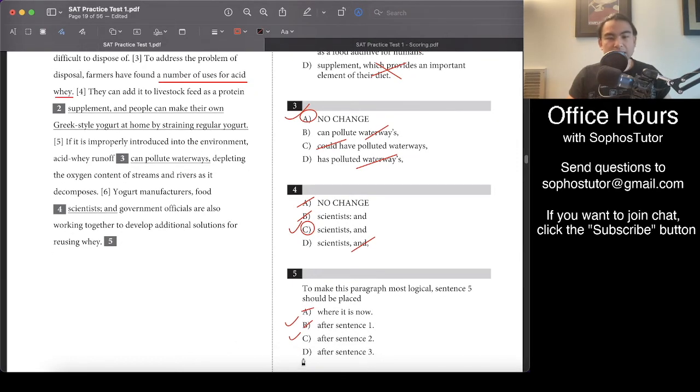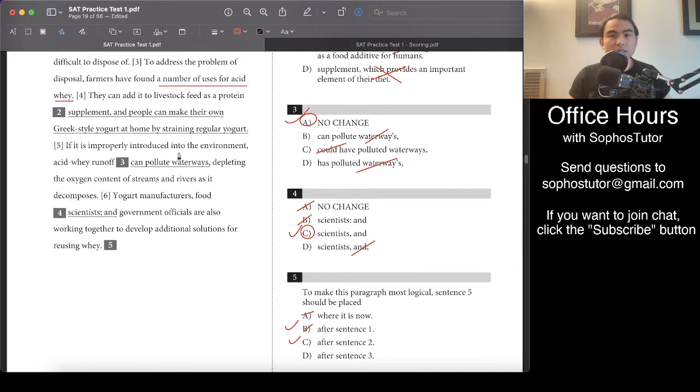Now let's just check D. After sentence 3, well, sentence 3 already talks about the good things about acid whey, so we don't want to go back to the bad. So D is out. We're going to go with 5C as our answer. But that's how you deal with sentence placement. You want to consider the connections, and you want to consider what ideas are being built off of.